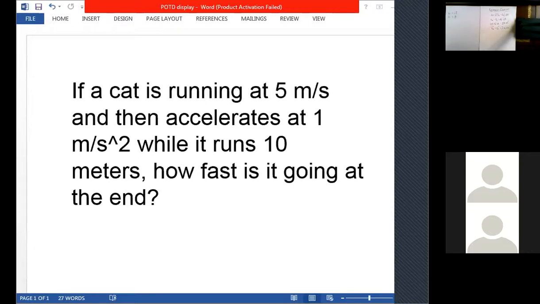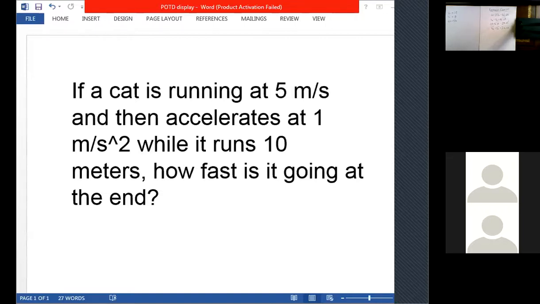And one more given, right? We got the displacement. Displacement, thank you, Angel. What's the displacement? 10 meters. 10 meters, good. So delta X, 10 meters. All right, so we've got 3 givens, so we should be good for givens.